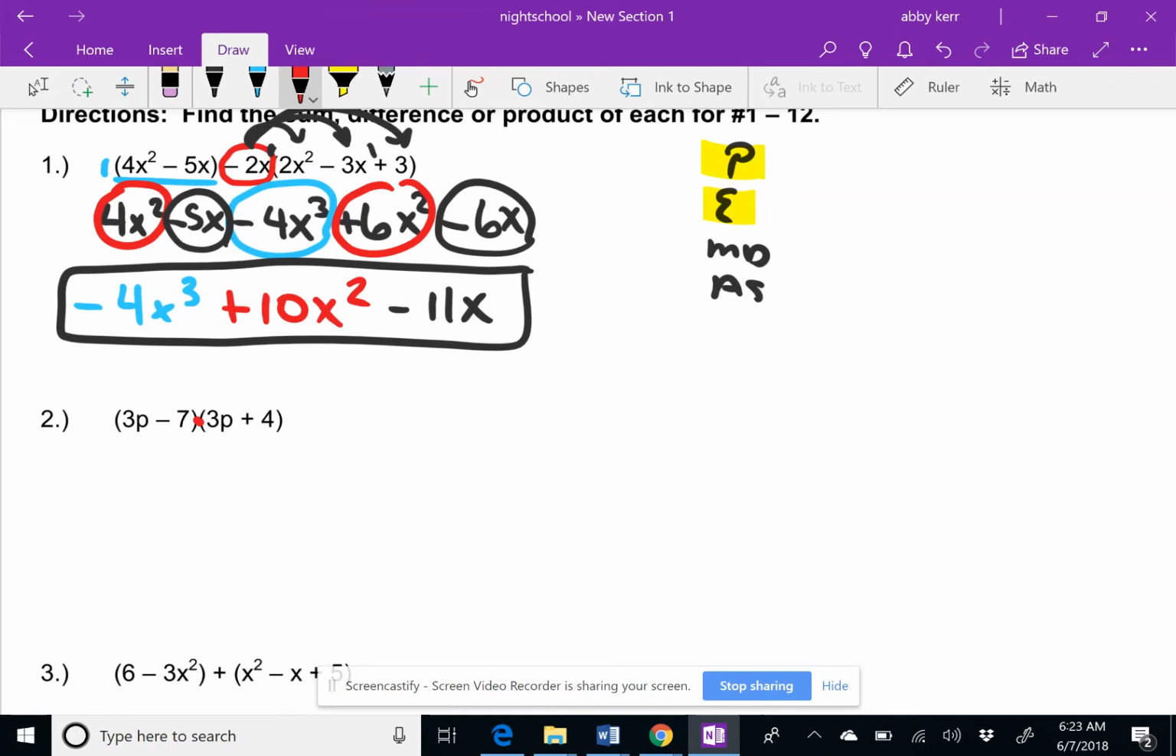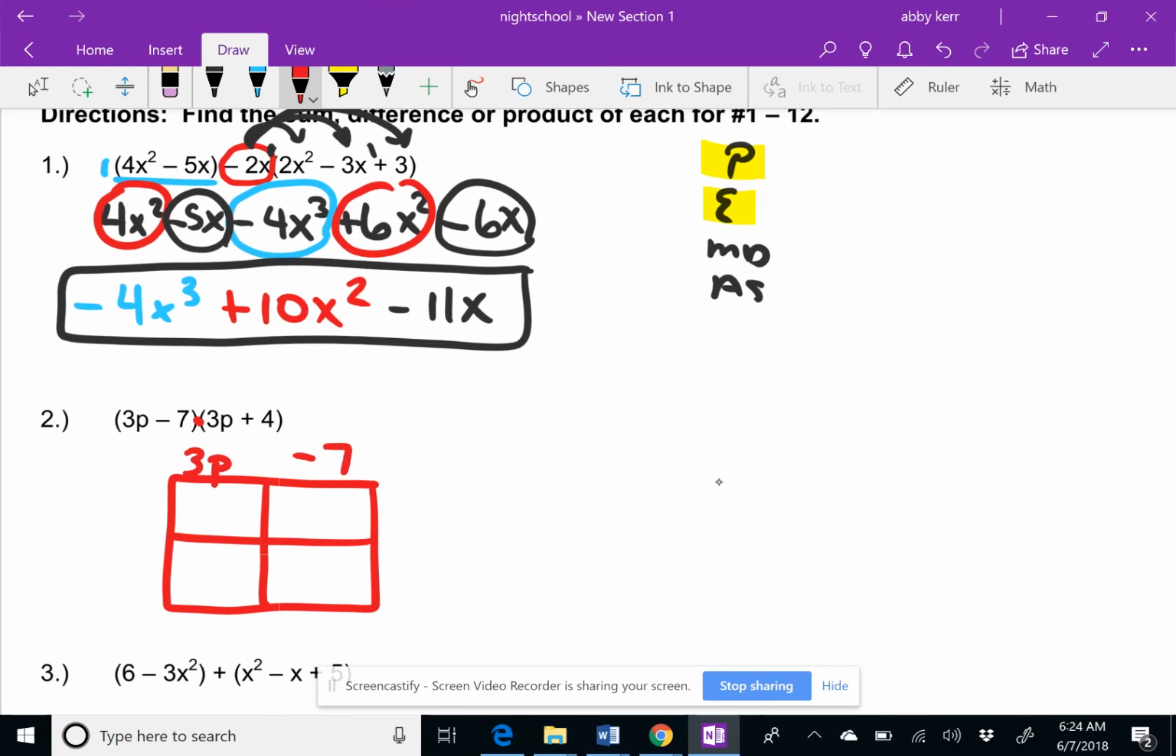Now, some of you could use the strategy of foiling. However, I recommend using the area model. So we have a binomial times a binomial. So that means I'm going to make an area model a 2 by 2. It does not matter where you put the binomial. So you could put 3p minus 7 on the left, or you could put it on top like I did. Does not matter. And now area is multiplying the length times width.